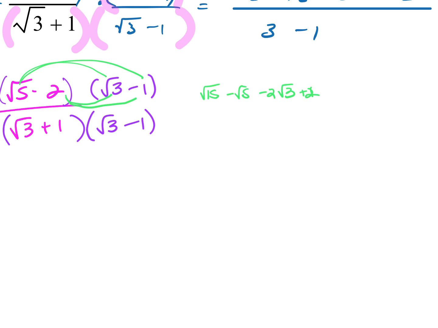I would look to see if any of that can be combined. You've got root 15, which breaks down to 3 and 5. Nothing repeats. You've got root 5, you've got root 3, and then you've got a number that doesn't even have a root. So none of that can get combined. It's all going to stay as it is.